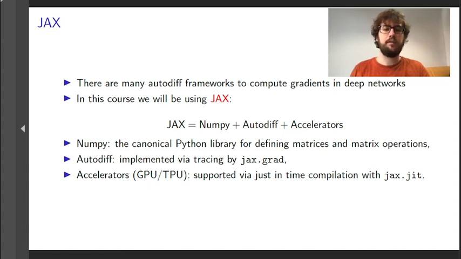In JAX, auto-diff is implemented based on this tracing mechanism, and it's exposed to the users via the jax.grad program transformation. So this is a utility of JAX that takes a Python function that you can just write in NumPy, so in a very standard format, and then returns you another Python function that now computes the gradient of the original function and evaluates it for any given input, instead of computing just the forward pass.